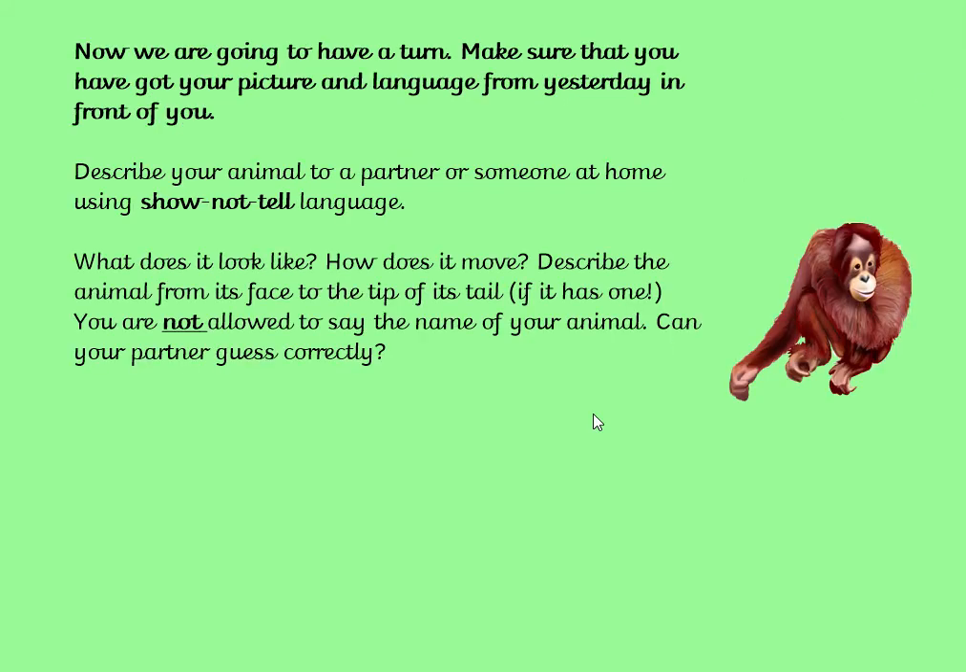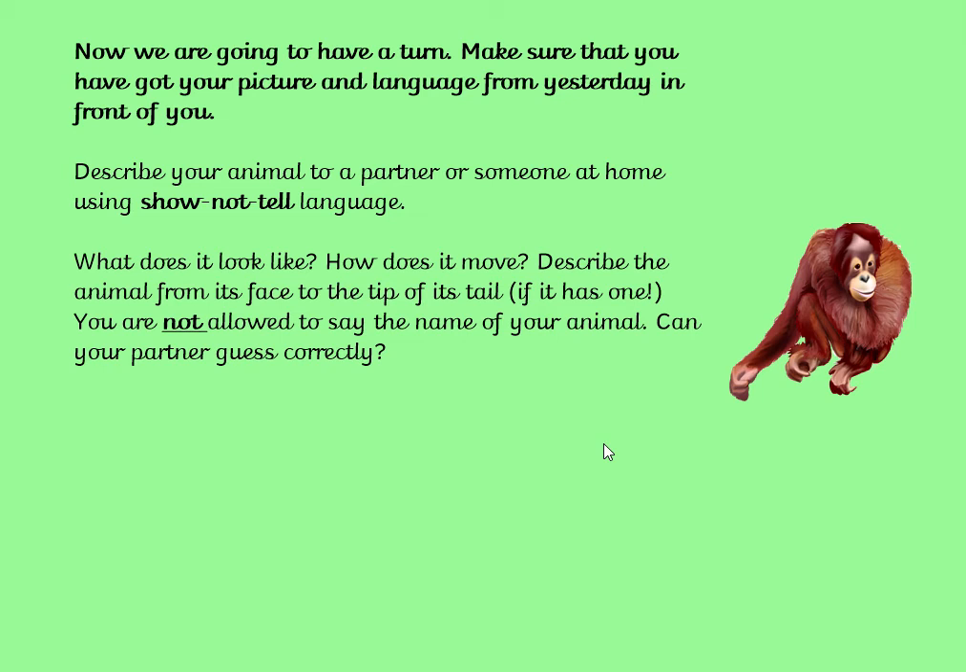Okay. So I'd really like you to have a turn. If you can find someone at home, you are going to have a go. Hopefully find somebody who doesn't know which animal you're describing. I would like you to have a go at describing your animal using some of those phrases you did yesterday. But don't tell them what the animal is. If there's someone at home who's been working closely with you and they know what animal you did, maybe you could pause the video now and spend 5 minutes quickly writing a few phrases about a different animal of your choice. And I'd really like you to use show, not tell language.